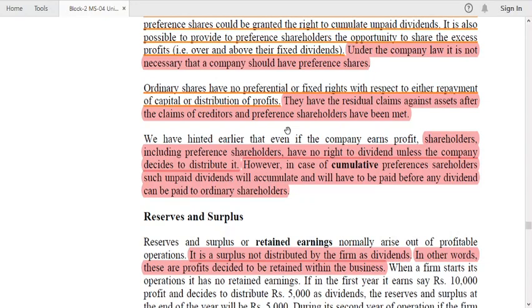It is the company that decides whether to give the dividend or not. Preference shareholders or ordinary shareholders do not have any right to the dividend. It is the decision of the company to distribute dividend. However, in case of cumulative preference shareholders, whatever dividend is not paid earlier will be accumulated, and the company has to pay whenever it decides to give dividend in the future.